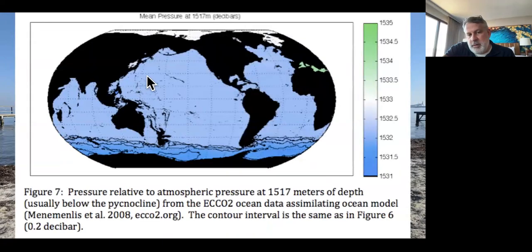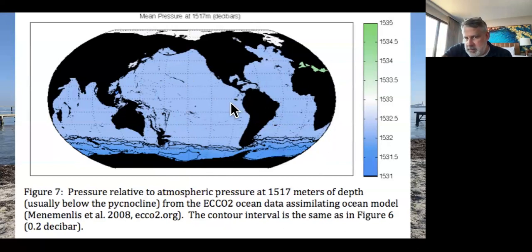If we go deeper, this is now the same thing, the mean pressure at 1,517 meters average depth, in decibars. Most of those high and low anomalies have disappeared. You can see that there's a funny anomaly in the Mediterranean because we're below the sill depth of the Mediterranean. So that's a pressure that has to do with the density of the Mediterranean. And you can see that down here in the Southern Ocean, that low pressure is actually really persistent. The low pressure anomaly goes even to 1,500 meters and below.